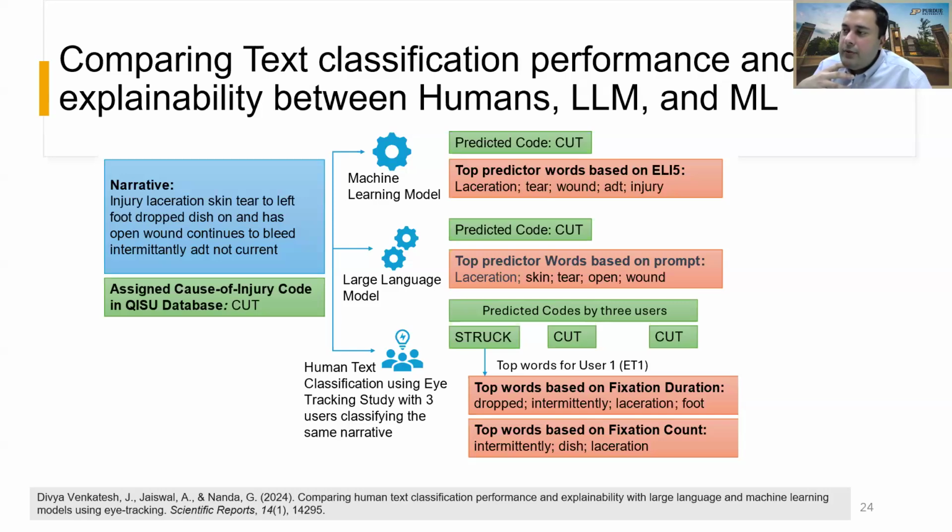One of the interesting findings was that even though different models, like humans, large language models, and machine learning, looked at the same words, their conclusions were different. So that was interesting to note.